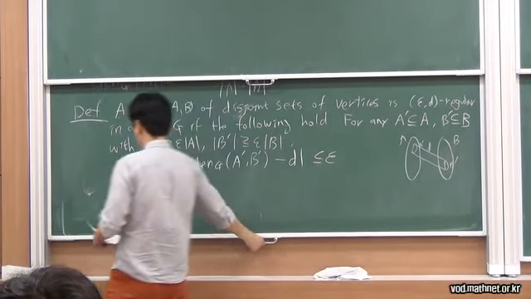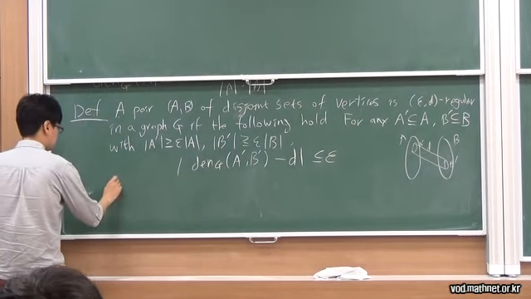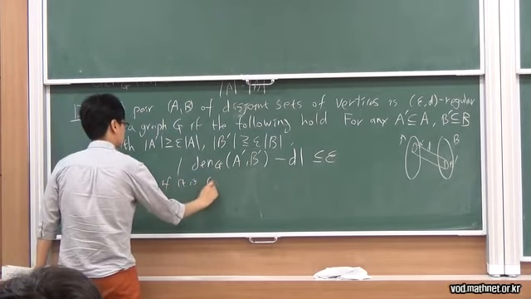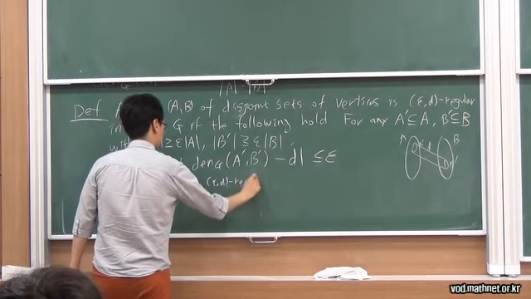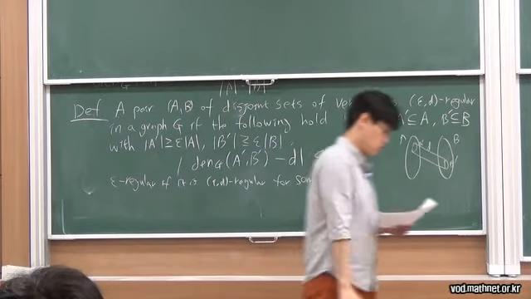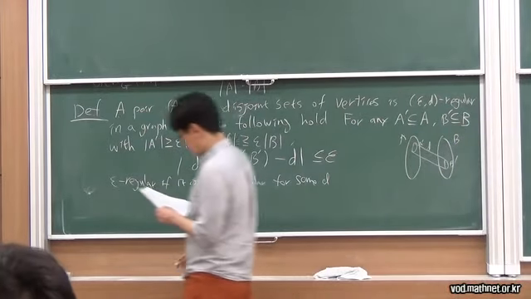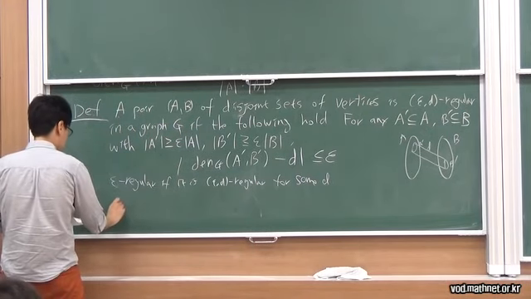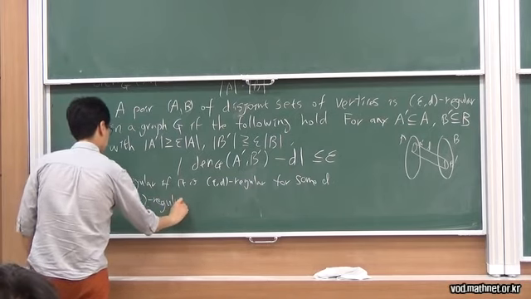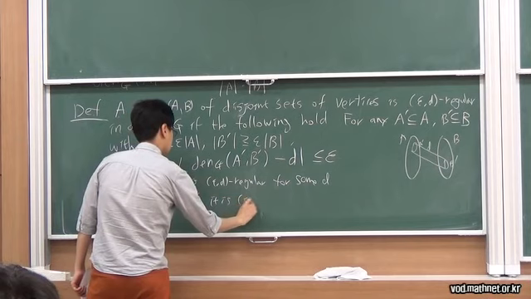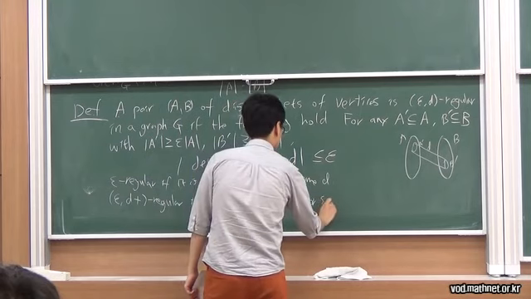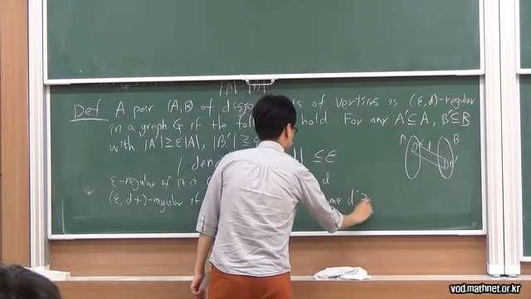And we say this is epsilon regular if it is epsilon-D regular for some D. So sometimes we omit D if it's not really necessary, and we say epsilon-D-plus regular if it is epsilon-D prime regular for some D prime at least D.